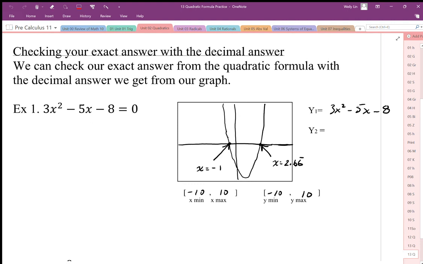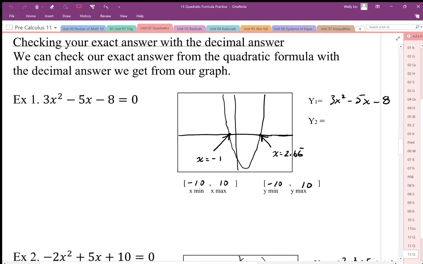For example 1 and 2 here, we want to check that our decimal answer that we get from our quadratic formula matches the answer that we get from our graphs. So I've graphed this already, and I've got this equation here. I've got zeros at -1 and positive 2.66. So I'm going to check that my quadratic formula gives me the exact same solution.